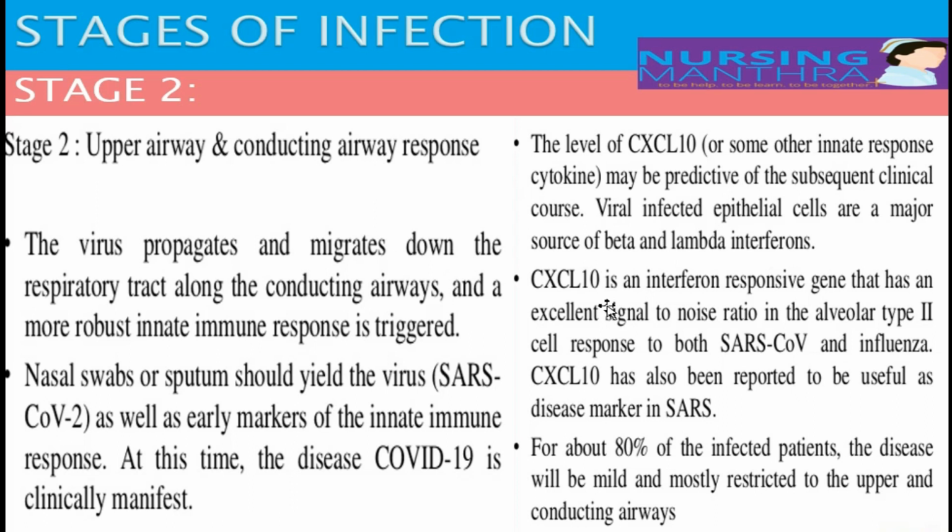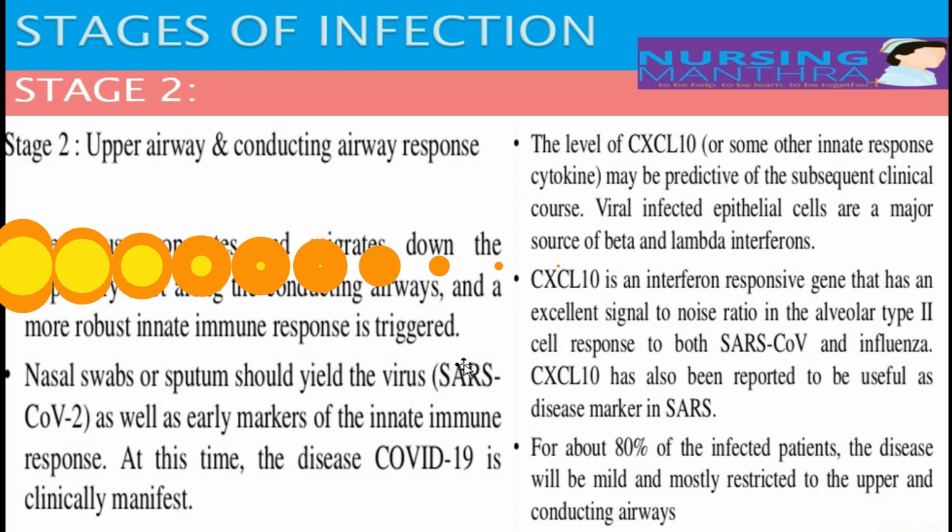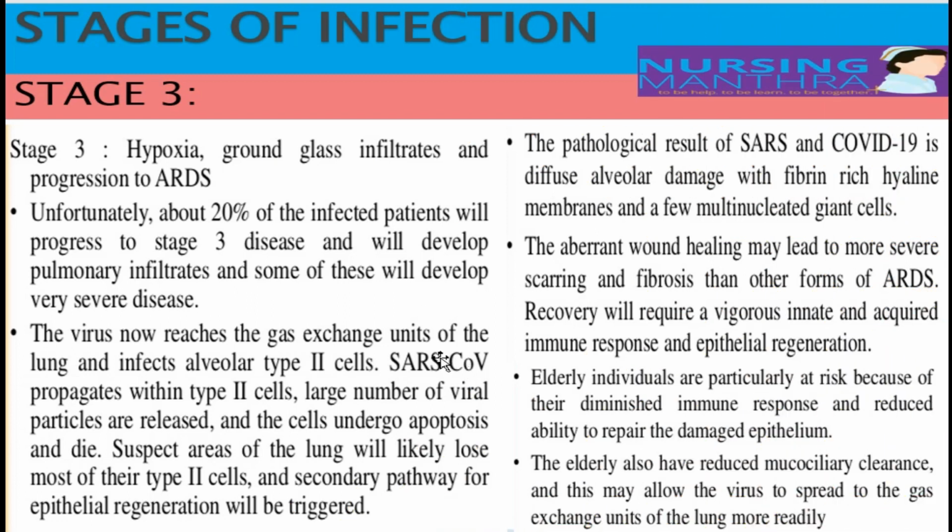The level of CXCL10 or some other innate response cytokine, these cytokine response markers, may be predictive of the subsequent clinical course. But that is not that important. So the initial stage is 1 to 2 days in the nasal mucosa, with replication there. Then in stage 2 it reaches the upper airway and conducting airway response. In this stage we can see some of the symptoms of this coronavirus infection. In stage 3 there will be hypoxia, ground glass infiltrates, and progression to acute respiratory distress syndrome.